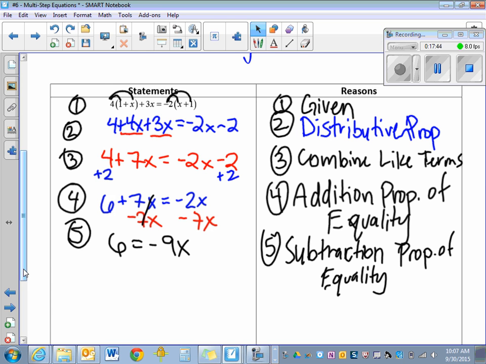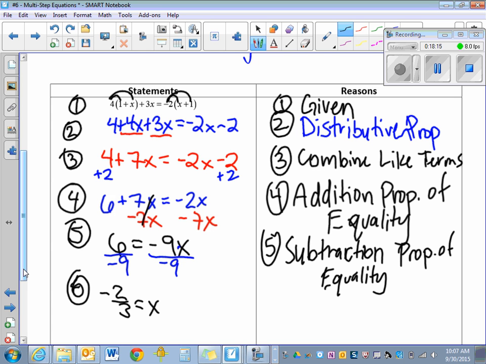Alright, and then finally, let's see, Rachel, what do you think we'll do? Divide. We're going to divide by -9. And again, notice I have to divide to get rid of it. The opposite of multiplying is dividing. I can't just add 9 to both sides. Alright. So 6 divided by -9 is a fraction. It reduces down, though, to -2/3. Alright, so this, we divided on both sides, so the division property of equality, I'm going to start abbreviating.